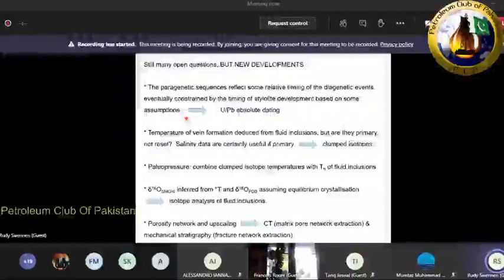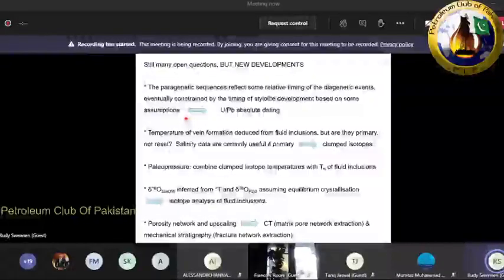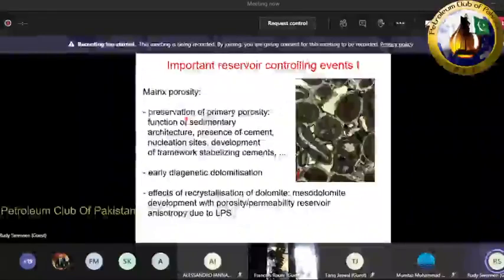And then with regard to the porosity network and upscaling, we use computerized tomography as a 3D petrographical technique, and we especially used matrix pore network information. And then by linking this to the mechanical stratigraphy, we can also link this to the fracture network that can be extracted from this mechanical stratigraphy.